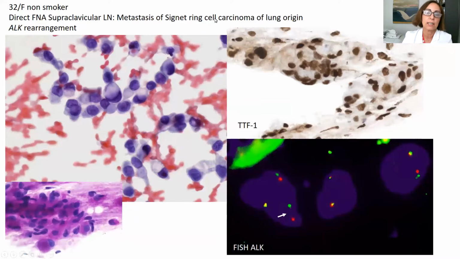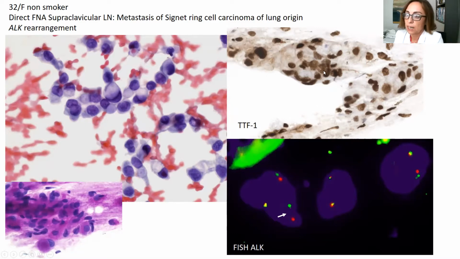The second case is a 32-year-old young lady, a non-smoker, who came to our hospital with very disseminated disease. So we decided to do a direct fine needle aspiration of a supraclavicular lymph node, and we found this lesion. This is a signet ring cell tumor metastatic to the lymph node. With the PAS stain, we see nicely the presence of mucin in the cytoplasm of these cells. And the patient had a lung mass and metastasis everywhere in the body.